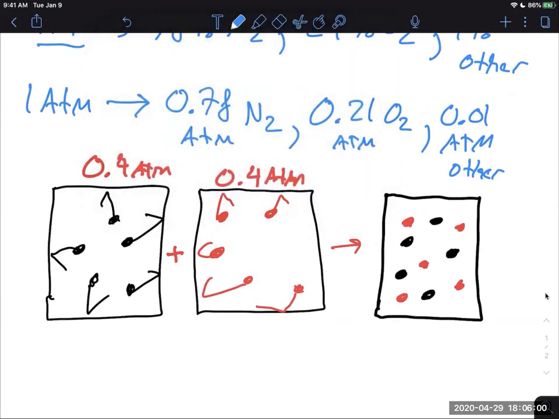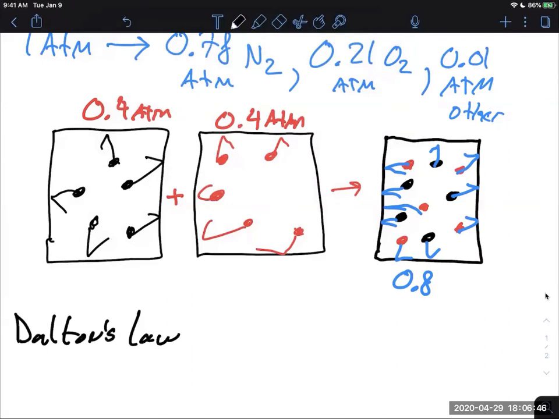All these particles are going to be bouncing off the walls now. Now I have twice as many particles bouncing off the walls at their different speeds and with their different masses. If I took the 5 particles there and the 5 particles there, this one would have twice the pressure. And that's essentially Dalton's law.